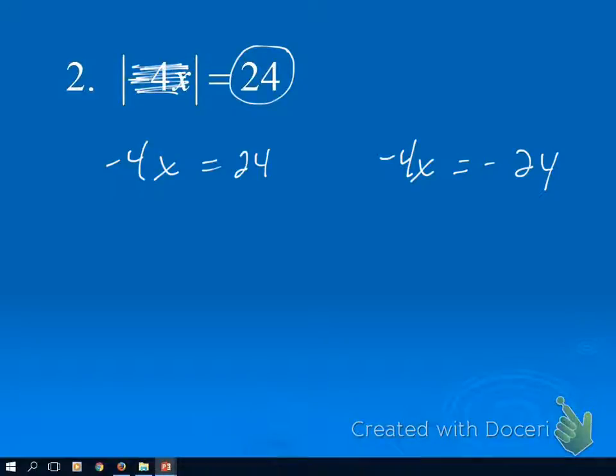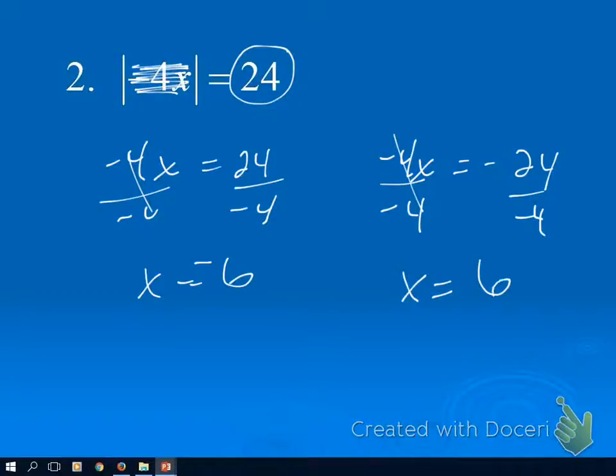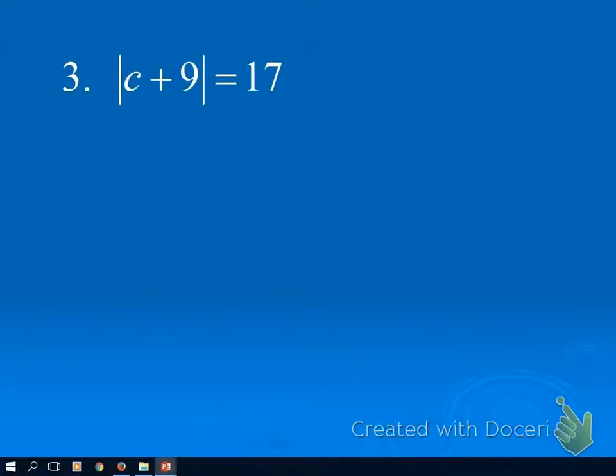As long as the absolute value bars are by themselves, we split our equation up and set whatever's inside the bars equal to the positive and the negative version of that distance. We've spent a ton of time explaining why that is. And so our two solutions are going to be, hey, look at that again, 6 and -6. Okay? So split and solve.